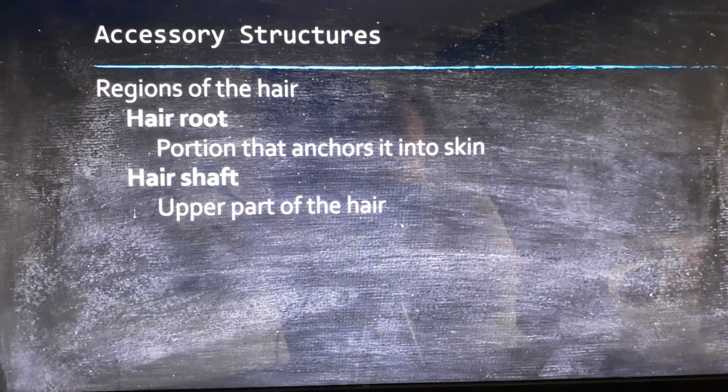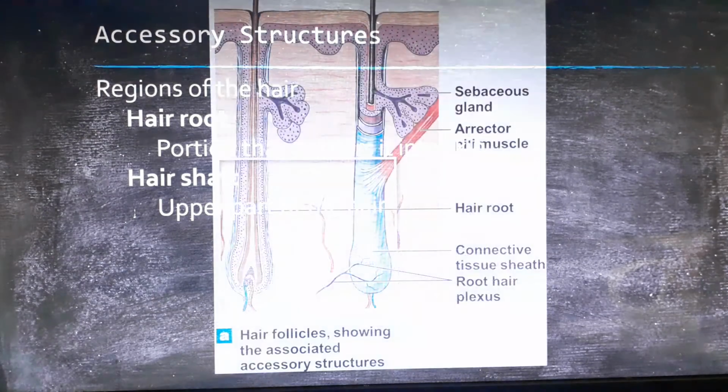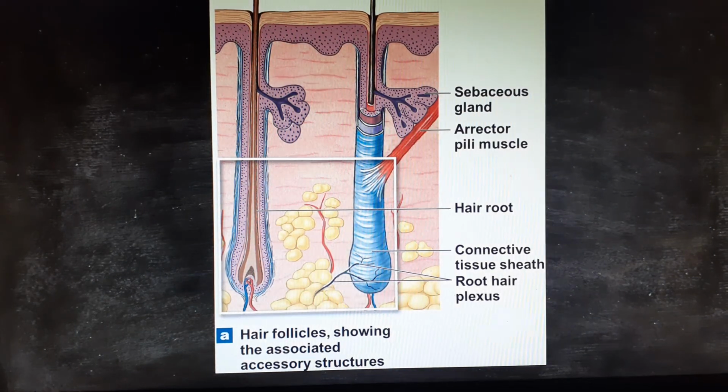Now, the region of the hair, we have the hair itself. So we have the follicle that grows the hair, but then it produces these layers of proteins, and the bottom part is called the hair root. That's what's in the follicle under the skin. All of the hair that is sticking out above the skin, the part that you can see and touch, is called the hair shaft. So here's a diagram from the book.